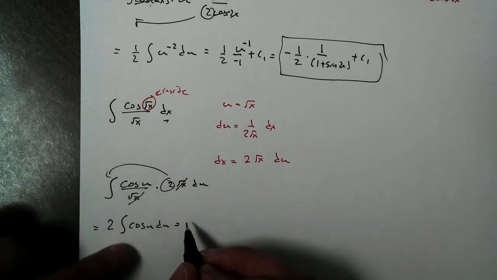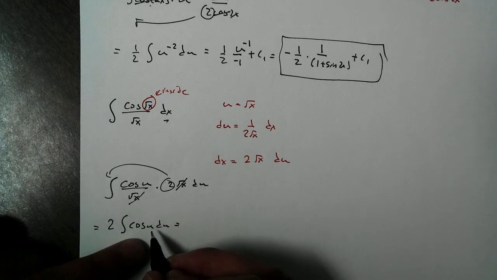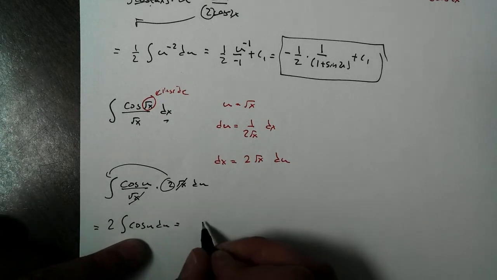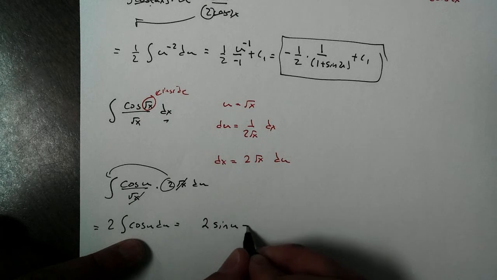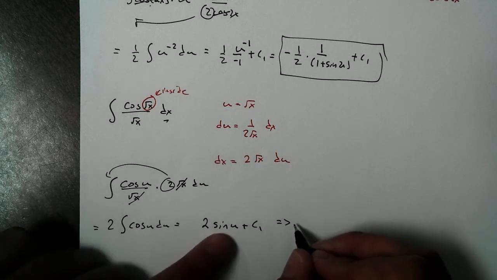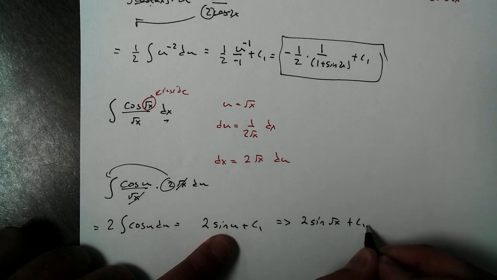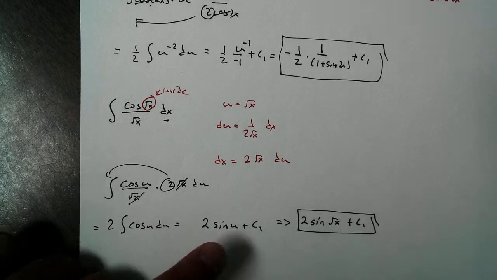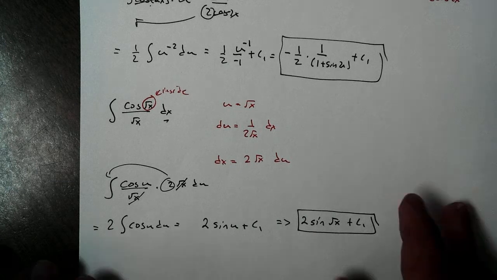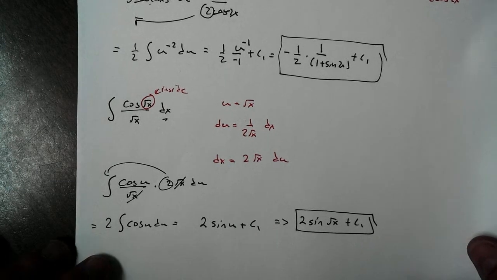Now what function's derivative is cosine? Sine. So this becomes 2 sine u plus c1, or replace your u, 2 sine root x plus c1 right there. We're just going to do a whole bunch of these together. Look how fun we are having, how much fun we are having.